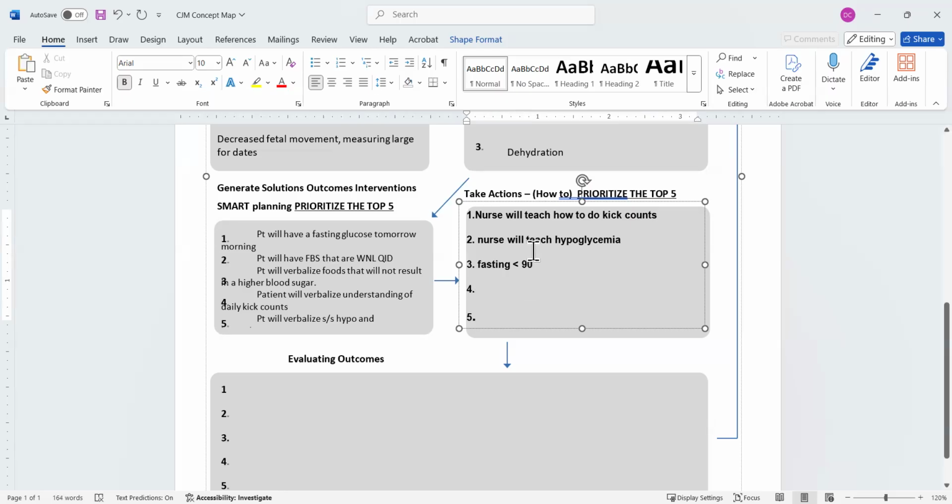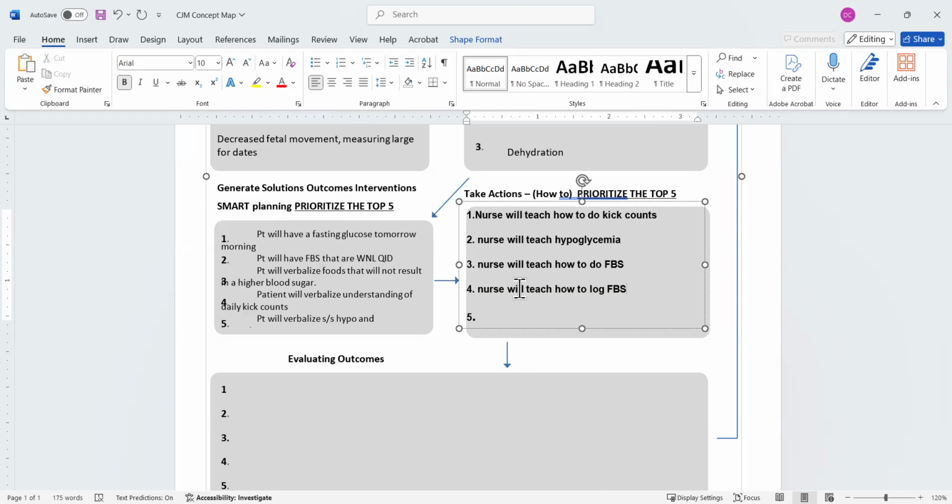QI. So the nurse will teach how to do finger stick blood sugars. How about that? Here's another one that's important. Now, we want the patient to have fasting glucoses, and we want them to have all of their finger stick blood sugars that are within normal limits. So, the nurse will teach how to log blood sugars, finger stick blood sugars.